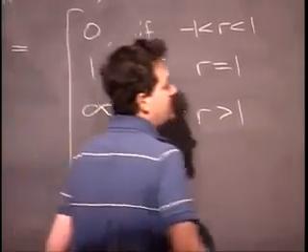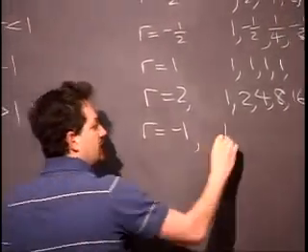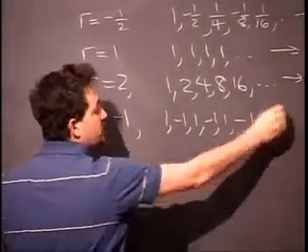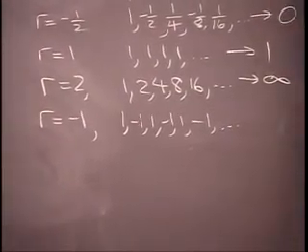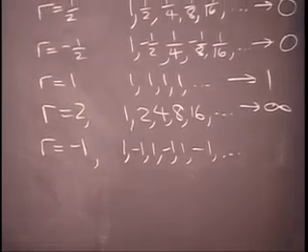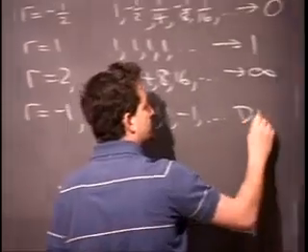Now, if r equals -1, we just get the alternation between 1, -1, 1, -1. And this does not have a limit. It oscillates too much. It doesn't get close to anything. Okay, sure, it straddles 0, 1, -1, 1, -1, 1, -1. But it doesn't get close to 0. It's still far away. So this limit does not exist.